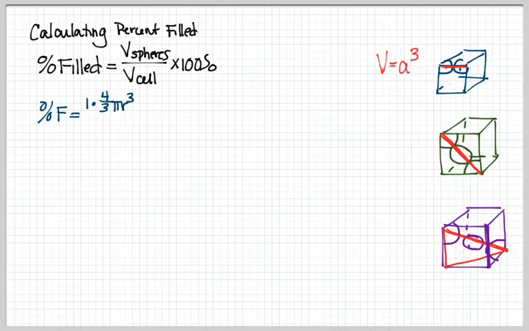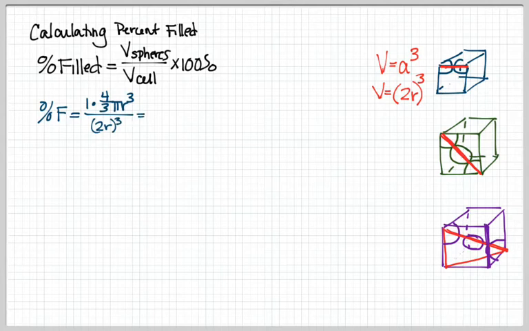Now we need to think about the edge length in terms of the radius of the spheres or the atoms. In the case of a primitive cube, the atoms touch each other along the edge of the cube. So the lattice parameter a is going to be 2 times the radius of the atoms, and the volume will be 2r cubed. So if we come back to our calculation, the volume of the cell is going to be 2r cubed.